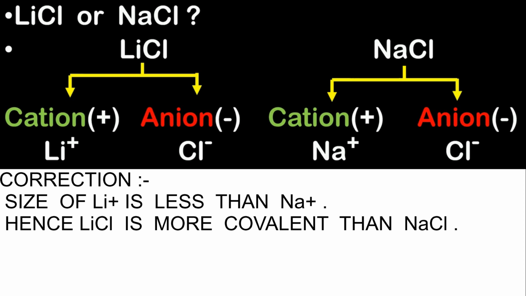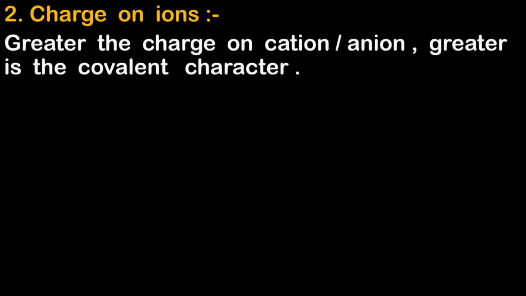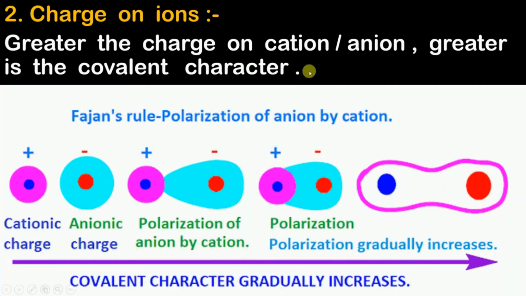Okay. Now, moving on. The second factor is the charge on ions. Greater the charge on either the cation or the anion, greater is the covalent character. Now why is it so? Because I have explained this point earlier also. If the charge on the cation is more, if the cation is more positive, then it can easily pull the outermost energy level electrons.